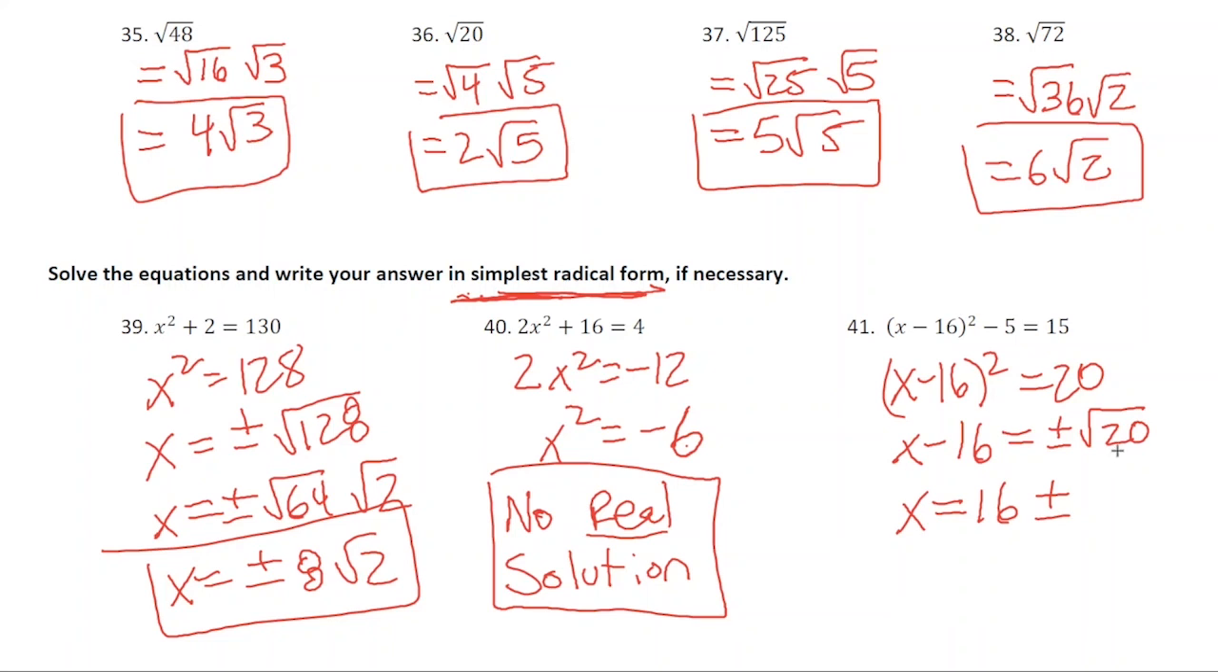So, okay, let's see here. Root 4 times root 5 means 2 root 5. And that's it. You don't have to go any further. You can't combine these because this number is irrational. So you're just going to leave it as is.